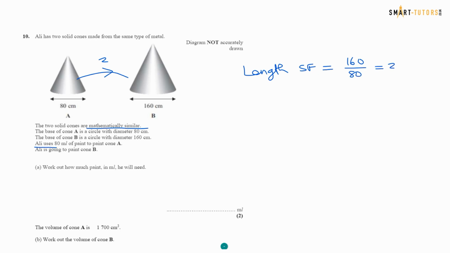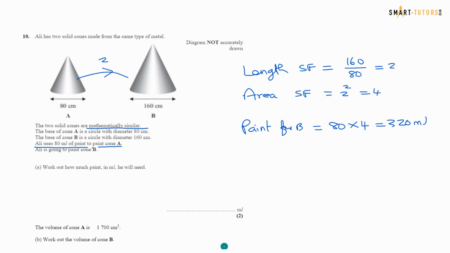Now Ali uses 80 milliliter paint for the cone A. 80 milliliter paint means area. So area scale factor is 2 squared, which is 4. So they're asking, work out how much paint in milliliter will he need for the B. So the paint for B equal 80 for cone A times scale factor of area is 4, 320 milliliter. So that is the answer for the A.